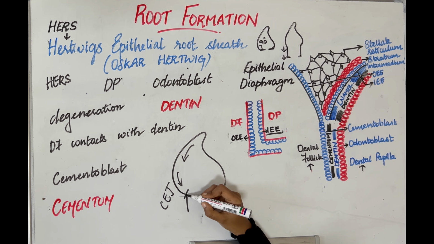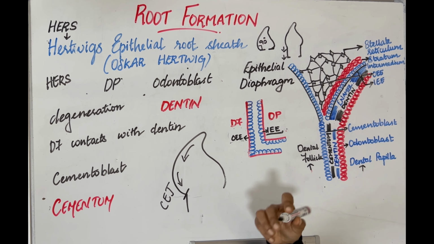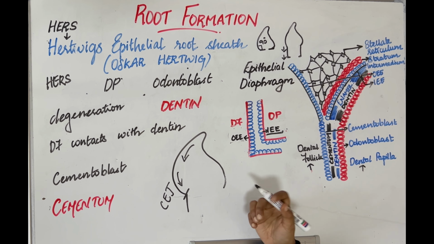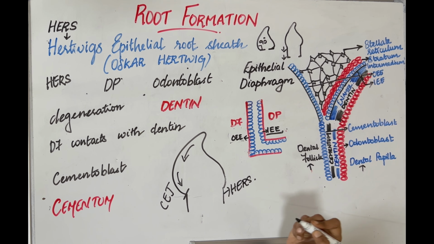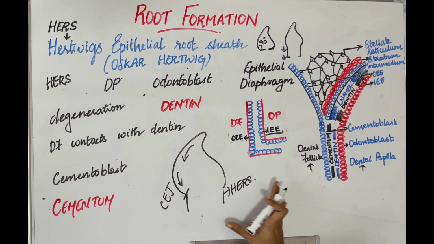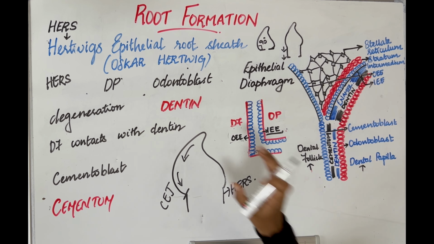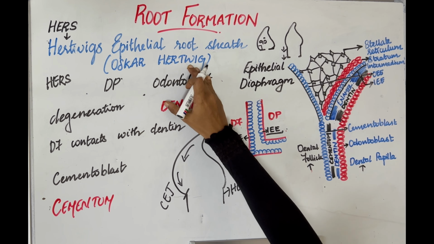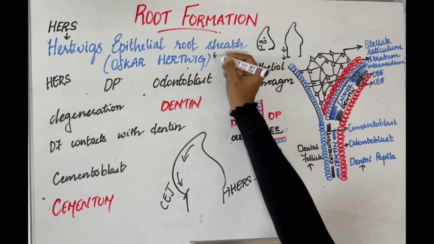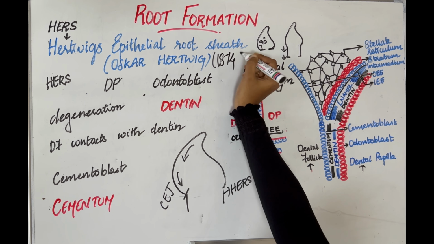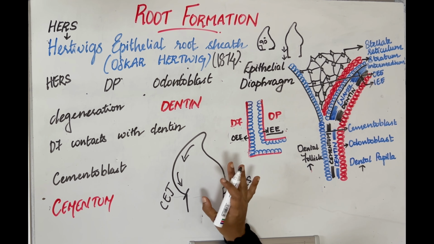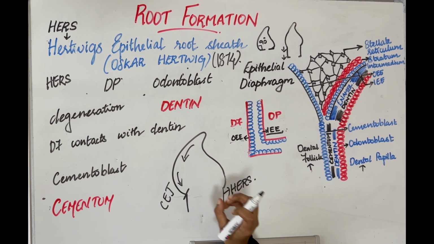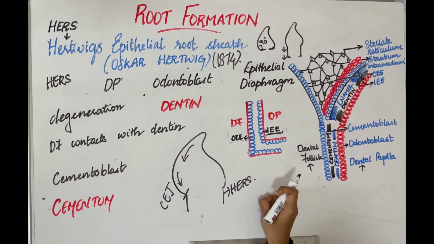Once the enamel and dentin formation reaches this point, root formation begins with the formation of Hertwig's epithelial root sheath. So what is Hertwig's epithelial root sheath? It was discovered by Oscar Hertwig and hence named after him, in the year 1874. He discovered it in amphibian species and not in mammalian species.